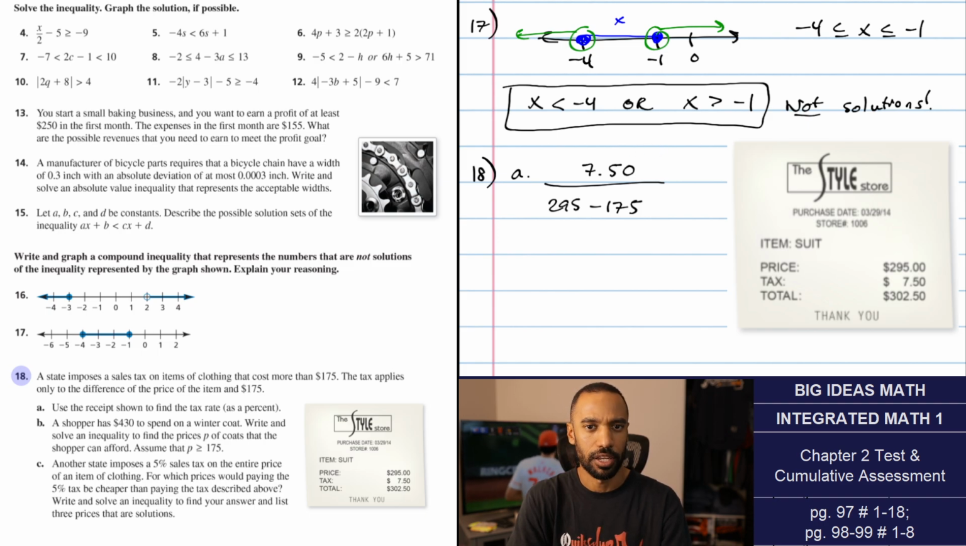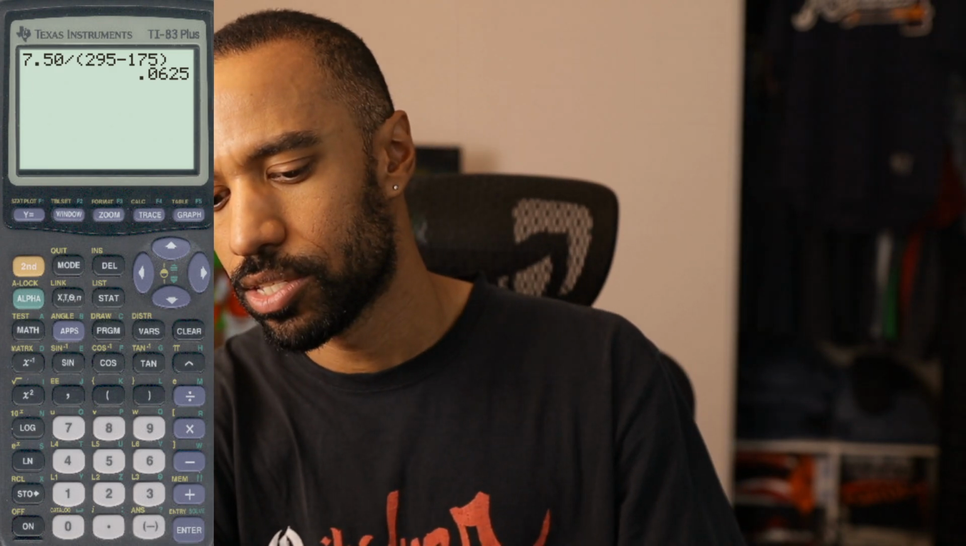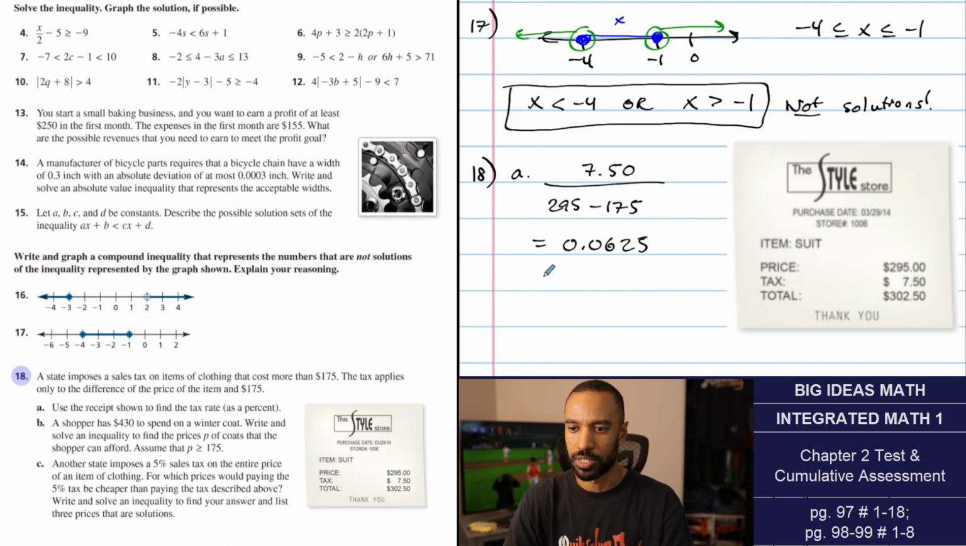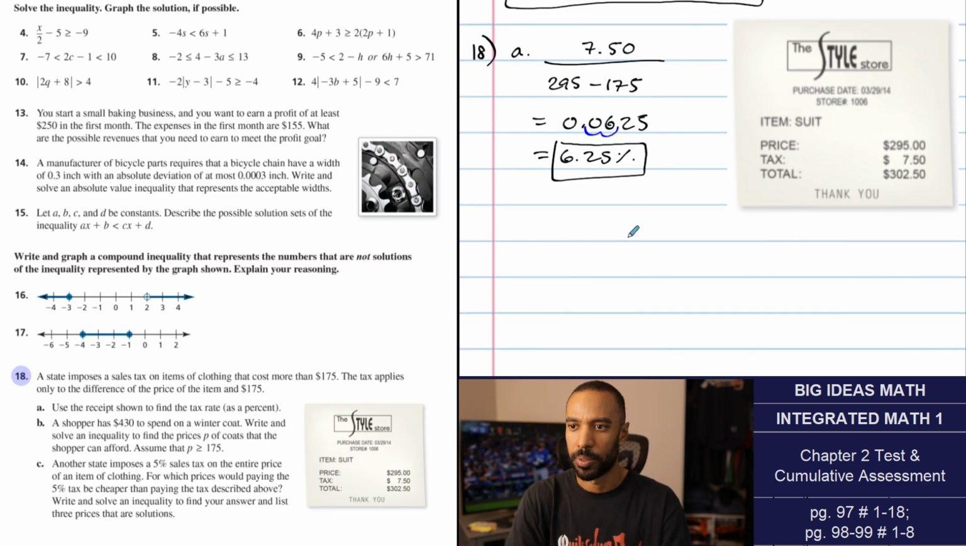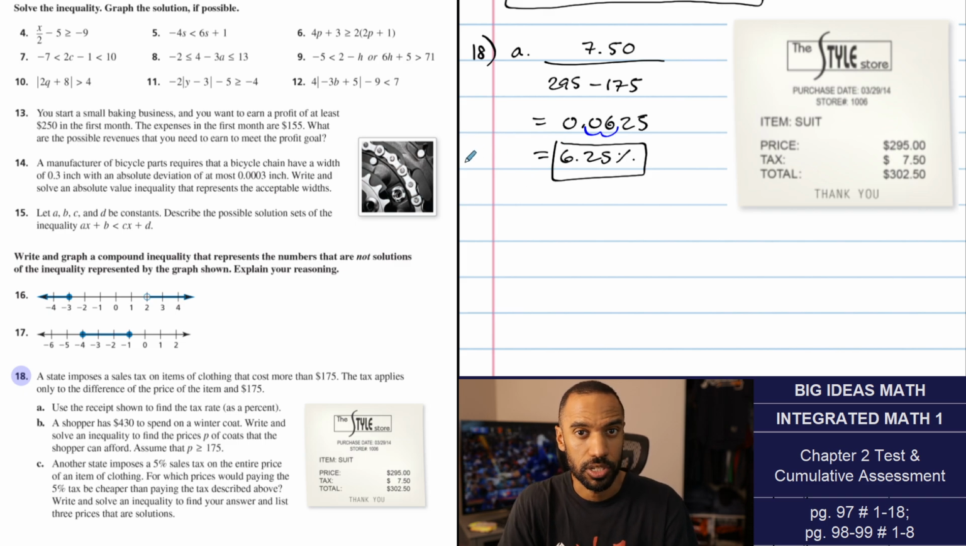So let's use the calculator for that one. I'm going to pop this up, and we get 7.50 divided by, in parentheses, if you're going to do this for the difference, 295 minus 175. And you get 0.0625. So that is not the percent, though. That is the decimal equivalent of some percent. This is 6.25%. We have to shift this decimal 2 places over like that. So not an inequality question, but we might do something with that in a moment. Or they're practicing your taxes.